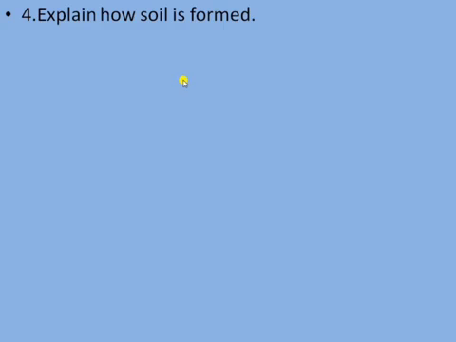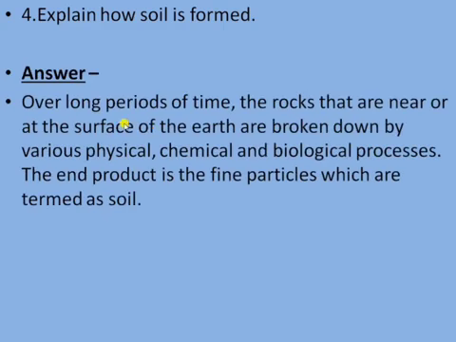Explain how the soil is formed. So the answer of this question is, over a longer period of time, the rocks that are near or at the surface of the earth are broken down by various methods, physical, chemical, or biological processes, and the end product is the fine particles which are termed as soil. So the various factors that form the soil are, for example, the sun, water, wind and living organisms.